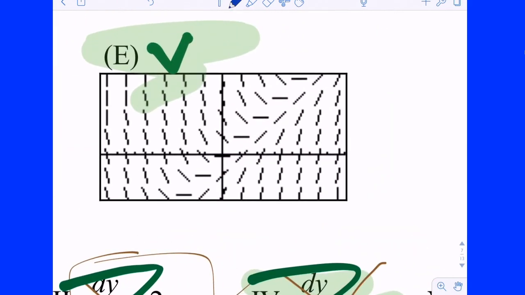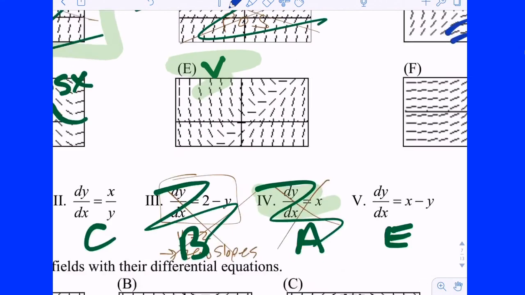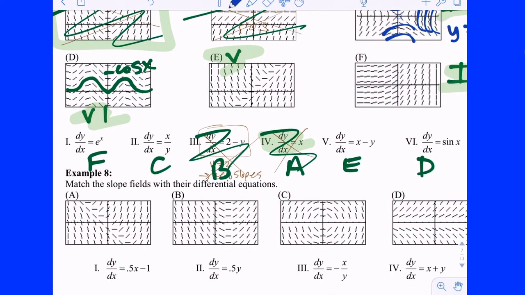This one's a good one on E. If you notice that you have 0 slopes all the way down the diagonal, so it looks like when x and y are the same sign, either 1, 1, 2, 2, something like that, you're going to have 0 slopes. When is that going to happen? Well, when x minus y is 0, okay? When they're the same, you're going to get 0 slopes along there, so that's E.